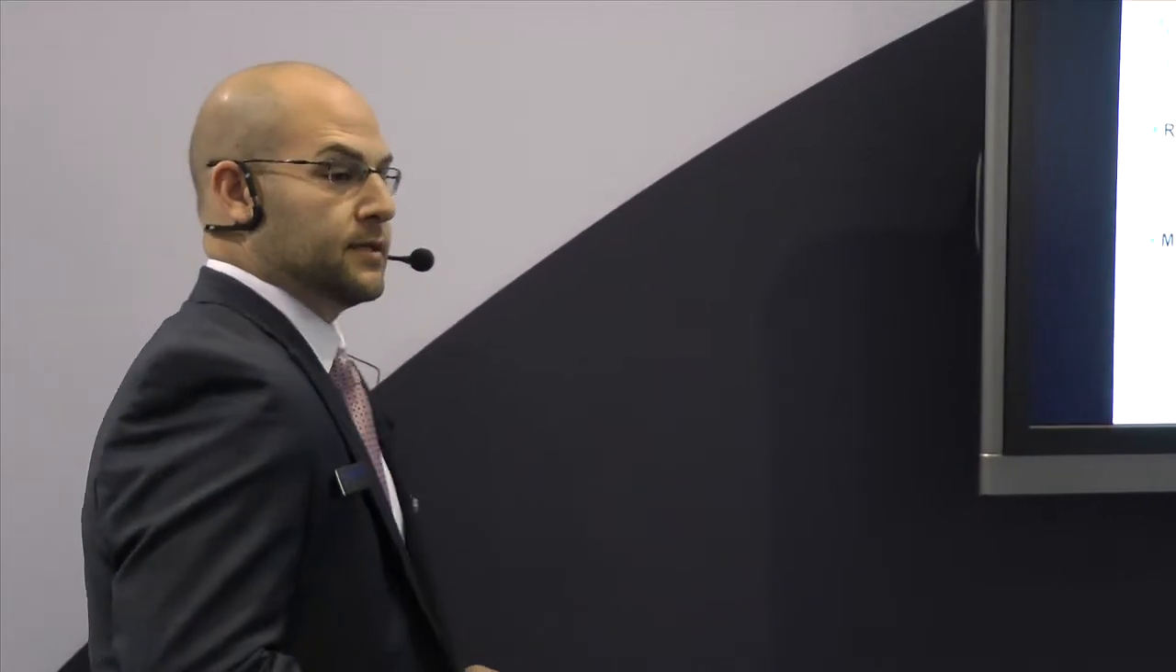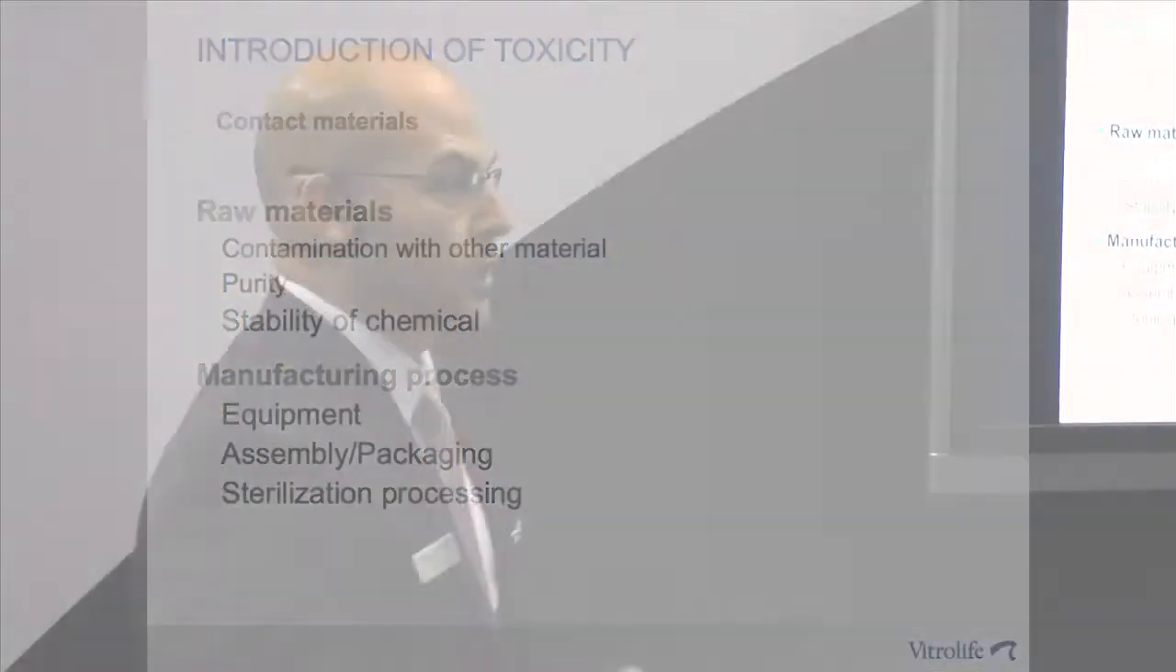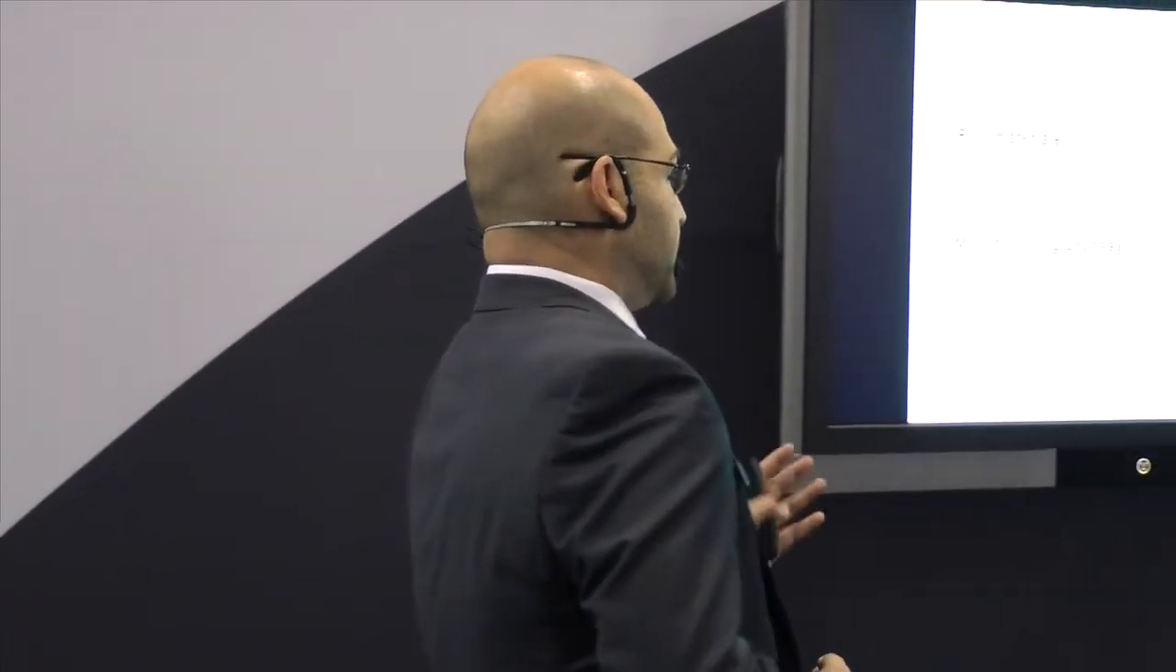So where does this toxicity come from? Now we're speaking specifically about contact materials. And when we talk about contact materials, we need to start with the raw materials that are typically used for media or for plastics even. And what we know is these raw materials can often be contaminated or not 100% pure. There can be other compounds in there, and that's a source for this toxicity.